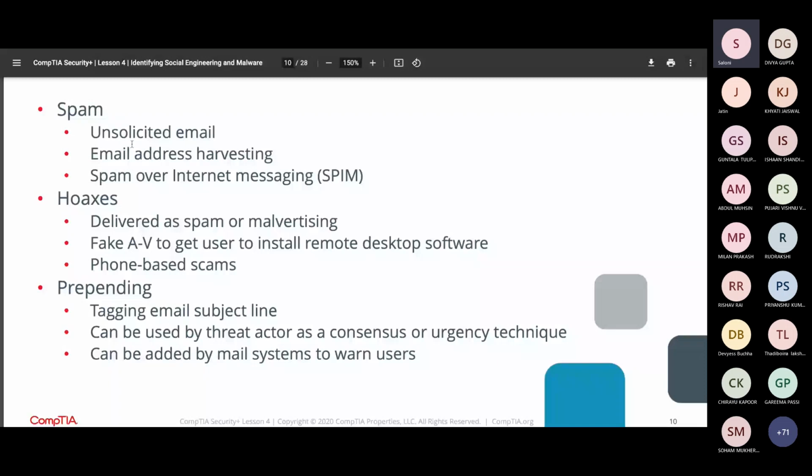Then we have hoaxes. Now, such as security alerts or the chain emails, there are another common social engineering technique, which is often combined with phishing attacks. So, which is basically hoaxes. So, an email alert or the web pop-up that will claim to have identified some sort of security problem, virus infection, and they offer a tool to fix the problem.